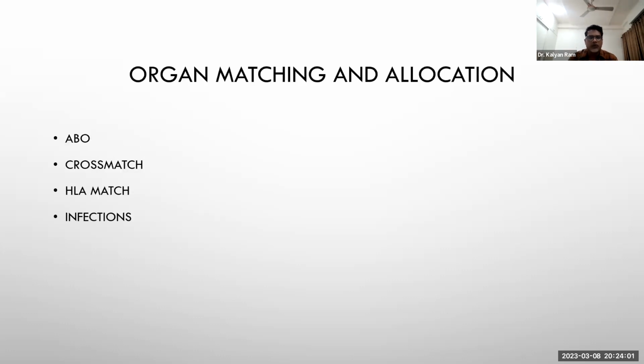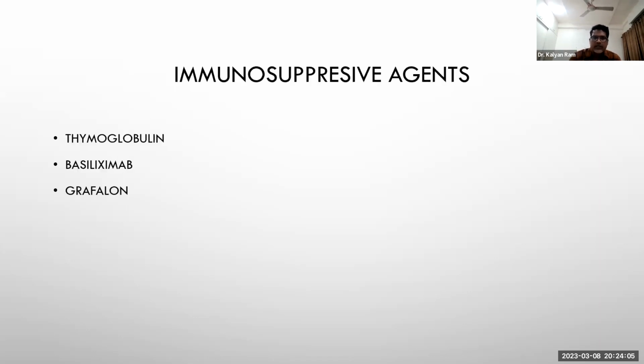Organ matching, both ABO, cross-match and HLA match should be done in all patients. In HLA mismatch, generally we use thymoglobulin or grafalon, which is ATG. Thymoglobulin dose is around 3 to 6 mg per kg, but it costs around 1 lakh for 4 days. Grafalon dose is around 6 to 9 mg per kg, which costs around 40,000.